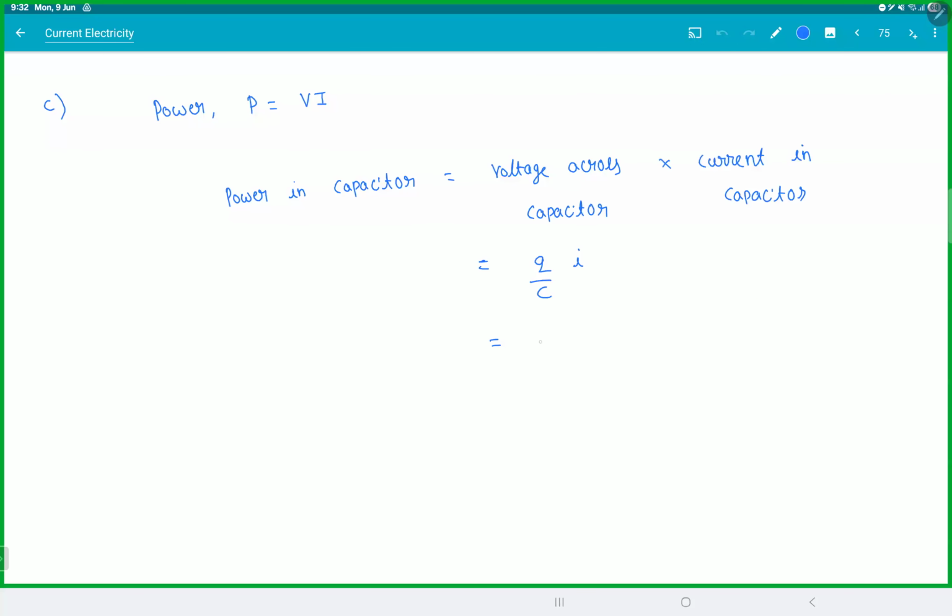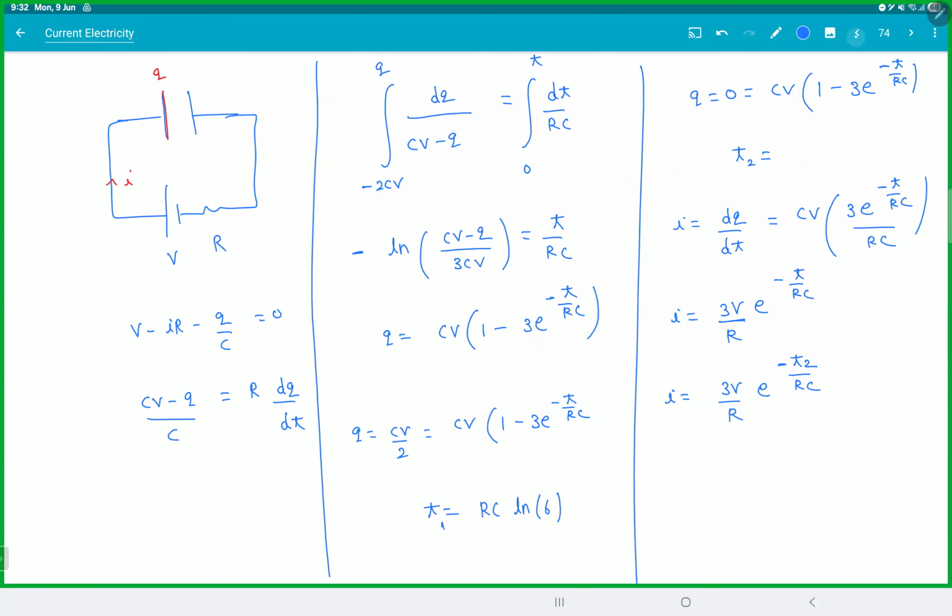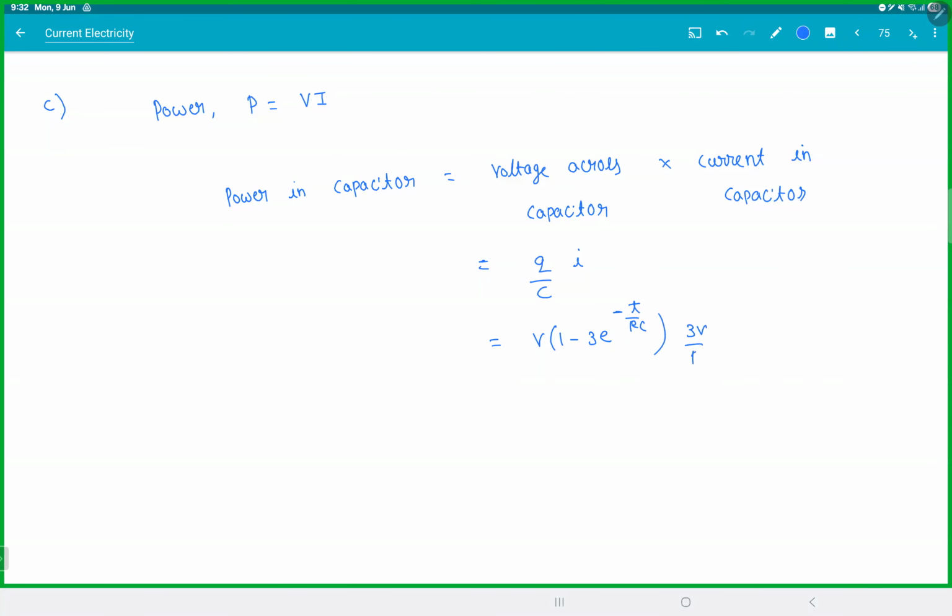So Q by C is this guy, which is V into (1 minus 3 e power minus t by RC). And current will be this guy, which is 3V by R e power minus t by RC. So we get 3V square by R (e power minus t by RC minus 3 e power minus 2t by RC). This is your power as function of time t.